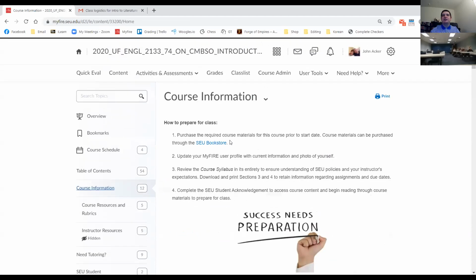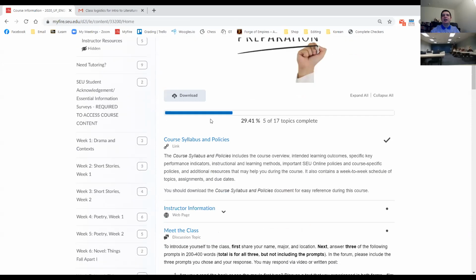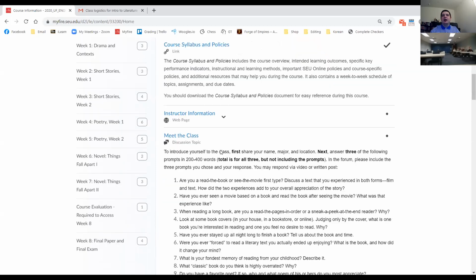Course information is the most useful part of the entire site, to be honest. You want to download a copy of the course syllabus and read it over. It's long, it's like 40 pages, but it does have the policies that you'll be using this quarter. They are very similar to the things in your other English classes, so it should be familiar.